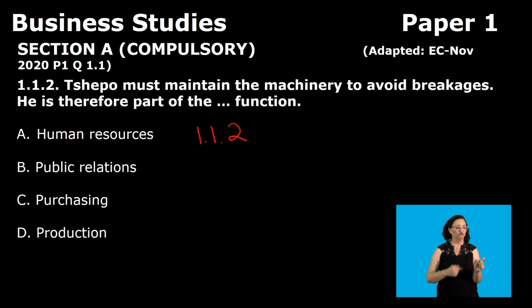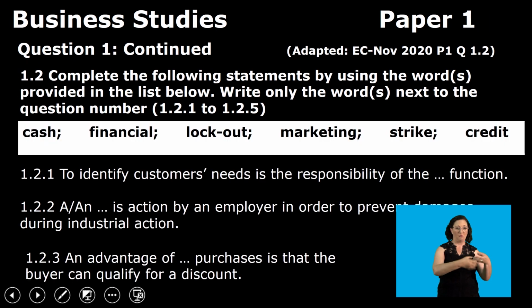So I'm sure you've got the right answer. Yes, the correct answer is production. So what do you do now? You write the correct letter, which is the letter D. You don't write production, you write the letter D next to the question number. So that is your section A. I hope you understand and you know how to answer your multiple choice questions.